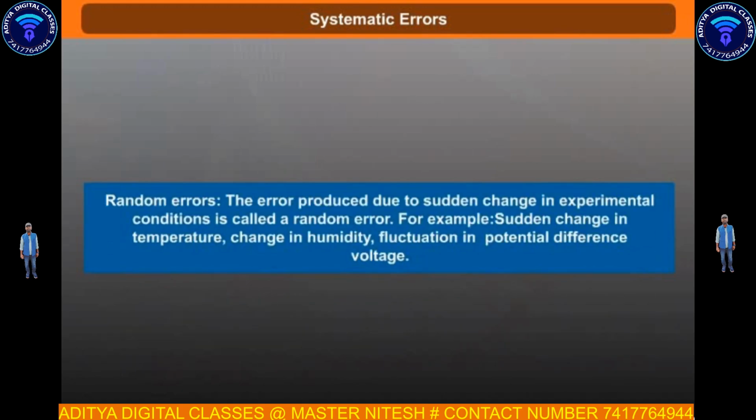Random errors. The error produced due to sudden change in experimental conditions is called a random error. For example, sudden change in temperature, change in humidity, fluctuation in potential difference or voltage.